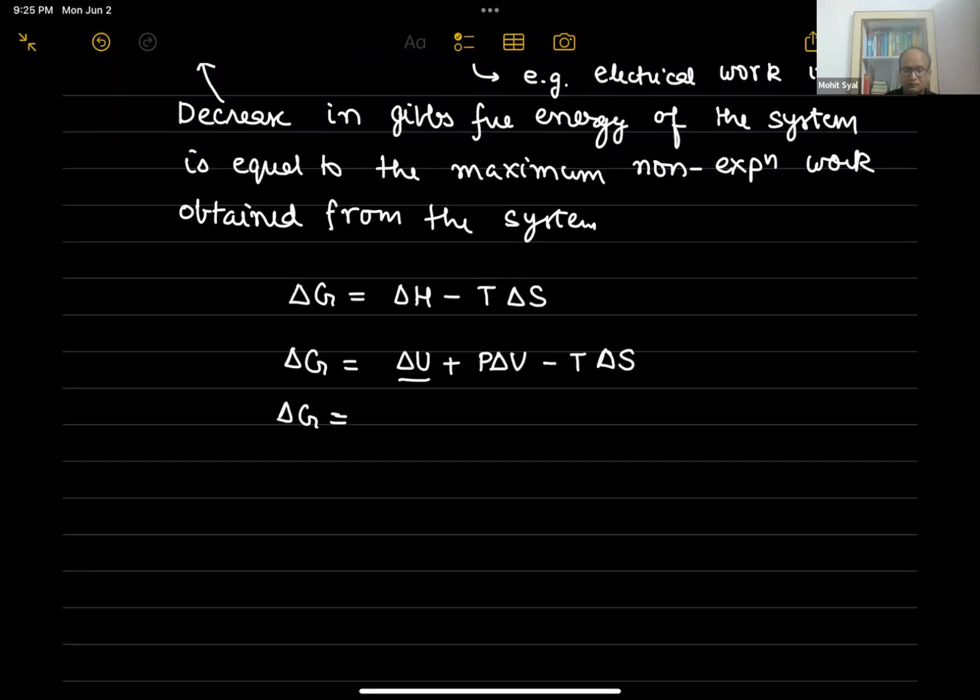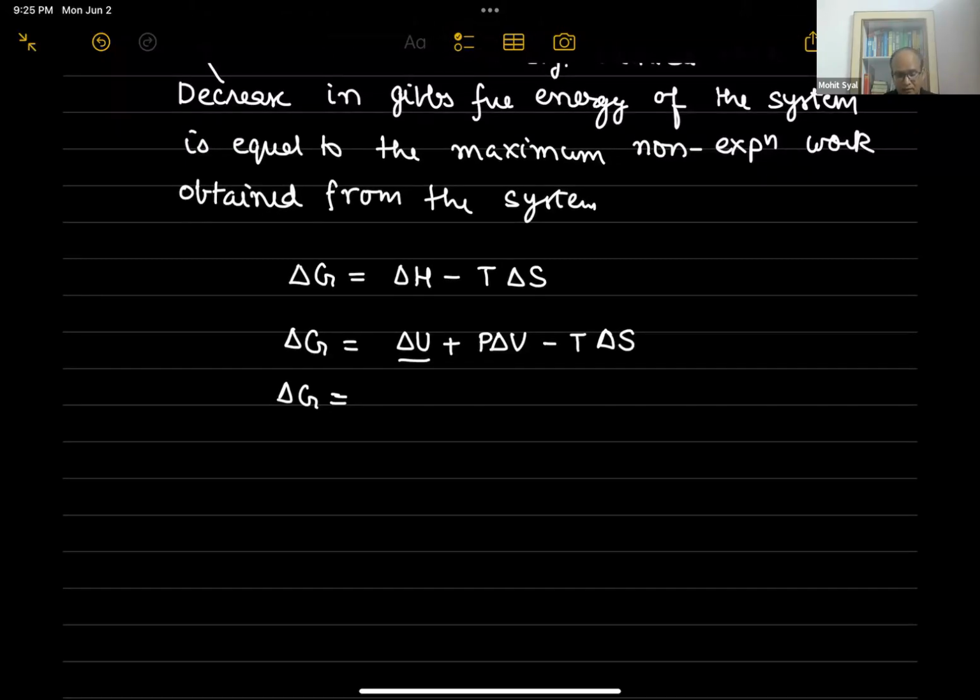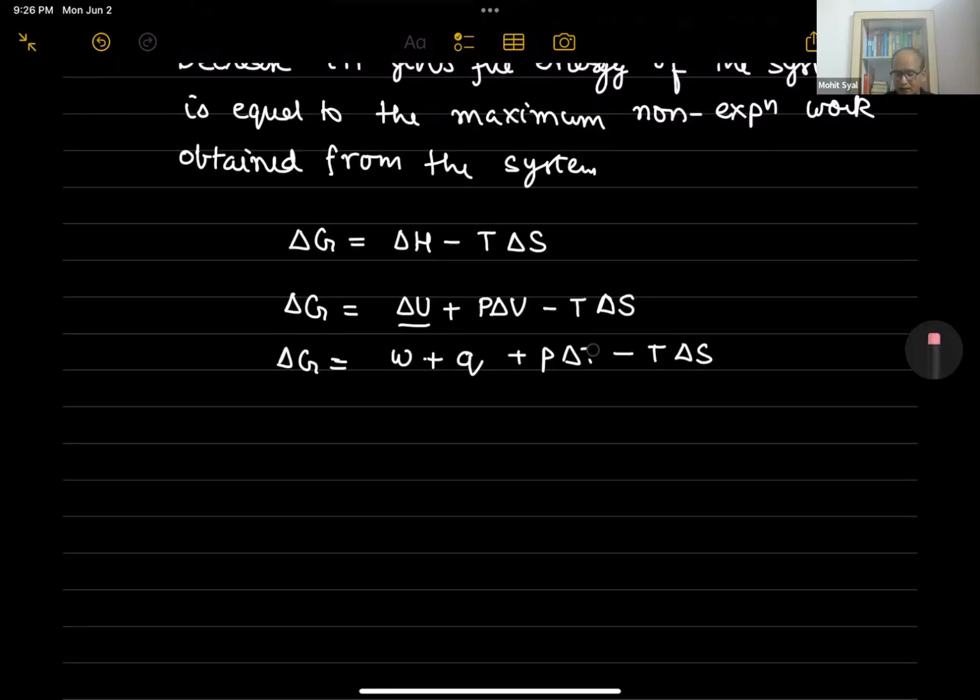Delta U is equal to heat plus work done. Change in internal energy is equal to the work done W plus Q, plus P delta V minus T delta S, right? So we are just putting the formulas. And sir, shouldn't it be delta V? Yeah, I made a mistake.